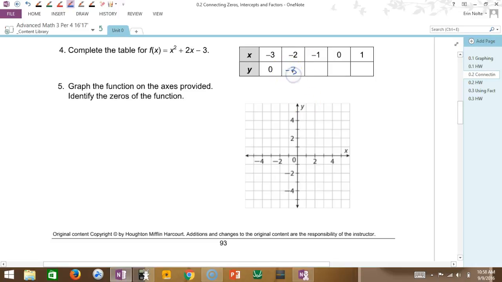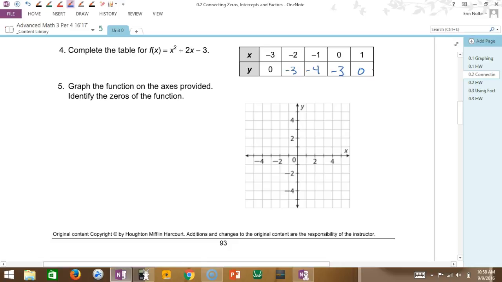-3. What about when you type in -1? -4? What about 0? Ooh, I could have done that one in my head. How about 1? Ooh, a 0. Awesome. Okay, so I have 5 points.